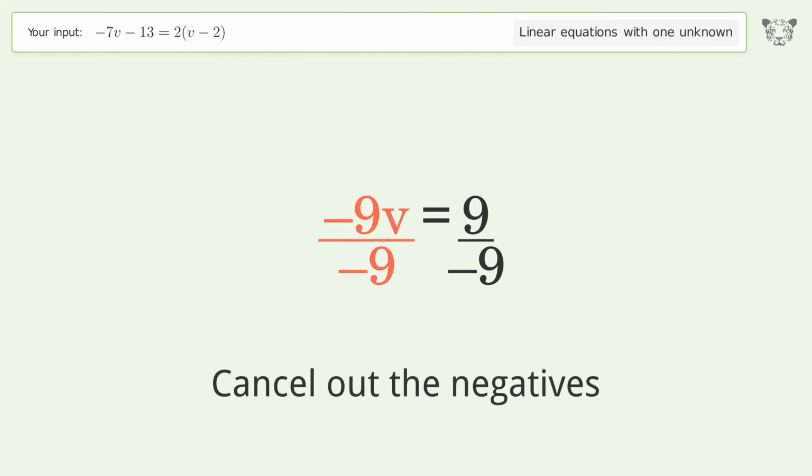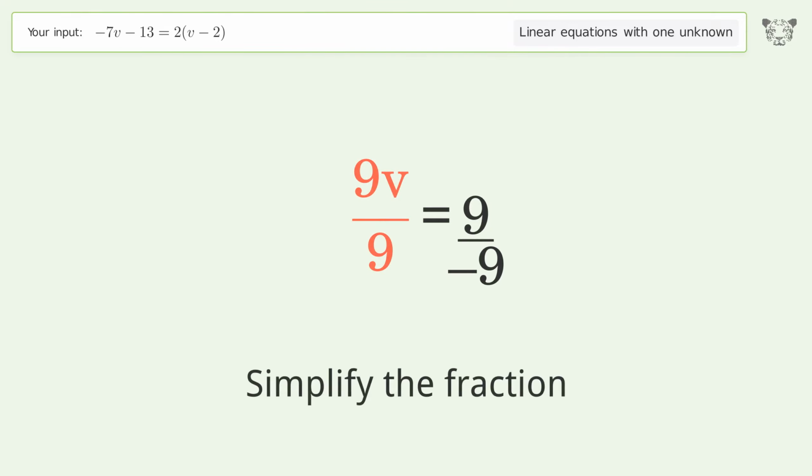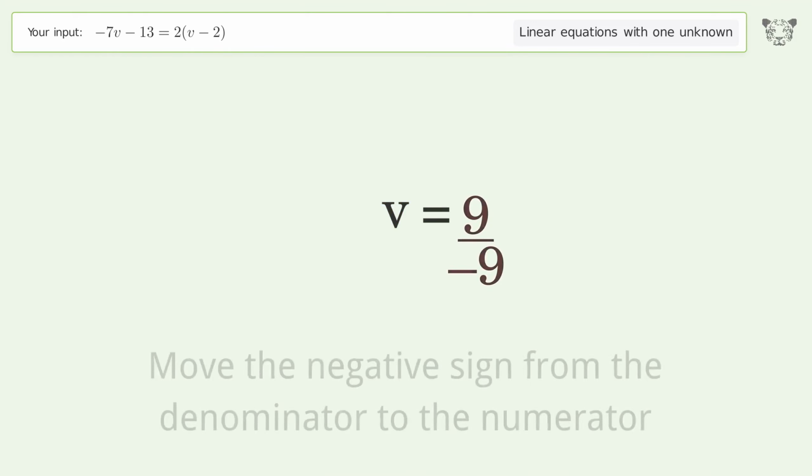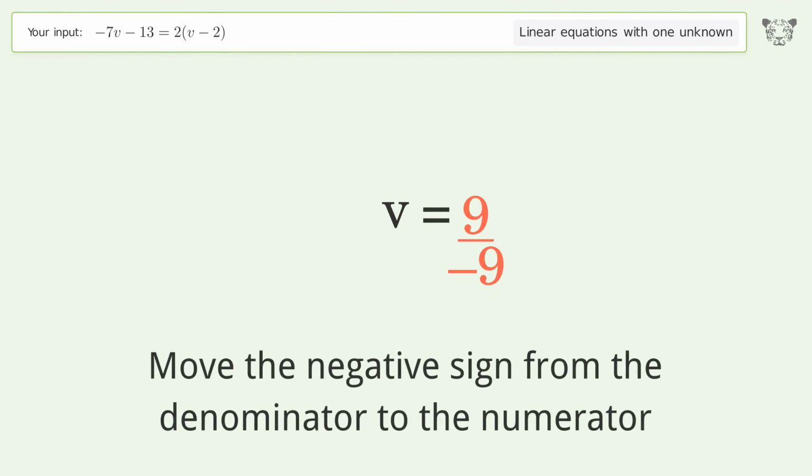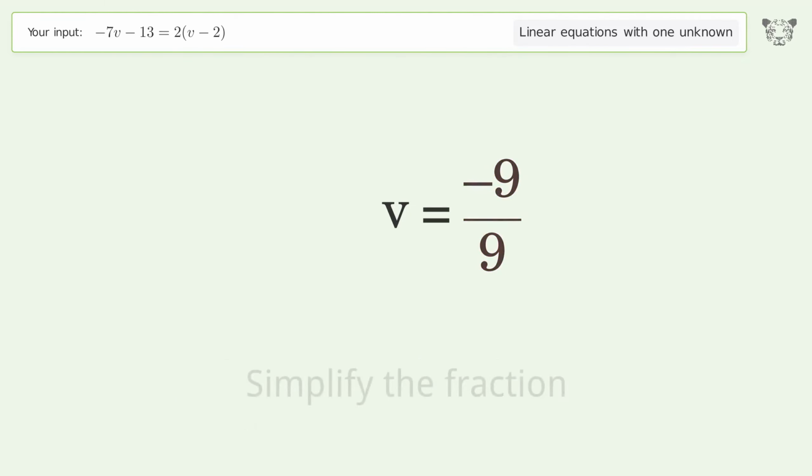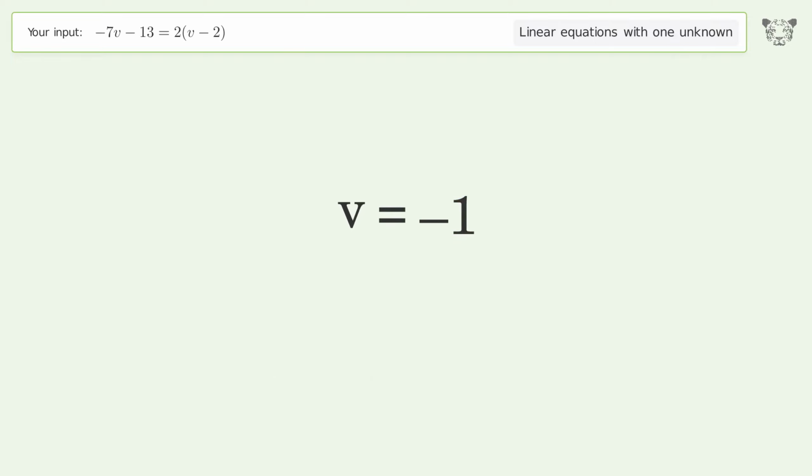Cancel out the negatives. Simplify the fraction. Move the negative sign from the denominator to the numerator. Simplify the fraction. And so the final result is v equals -1.